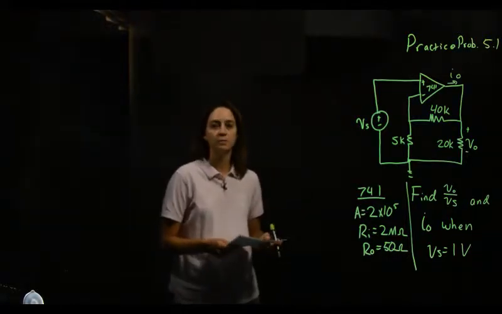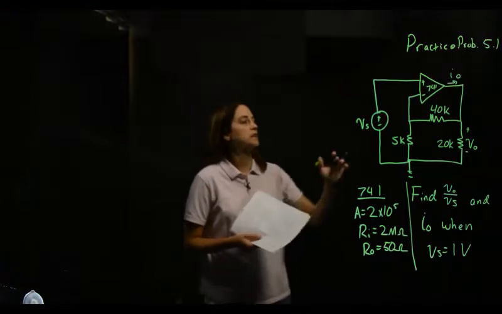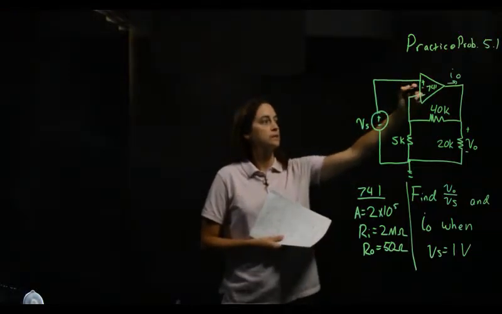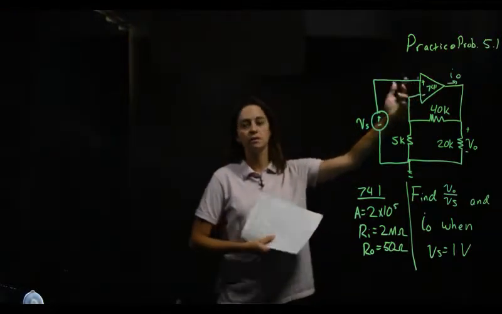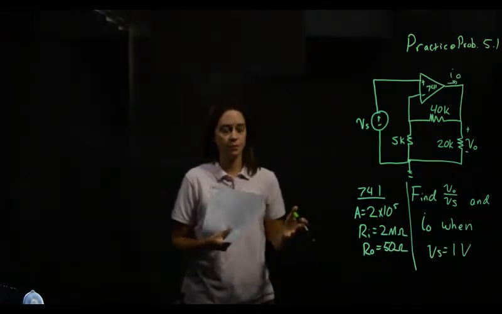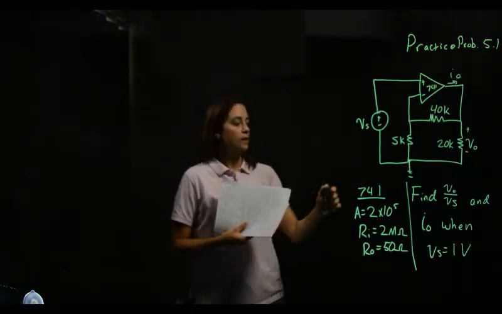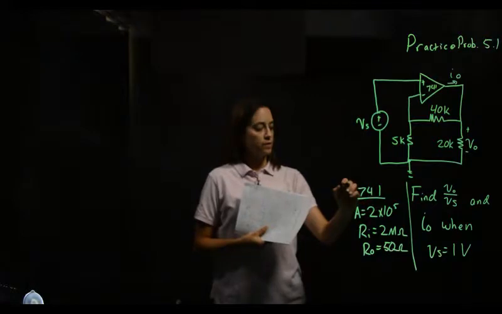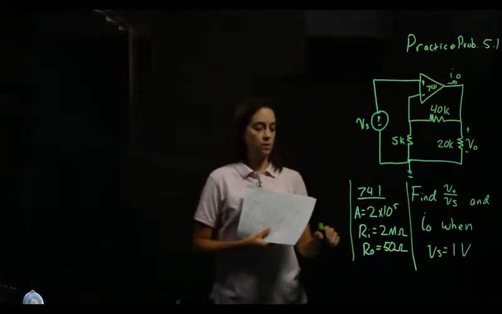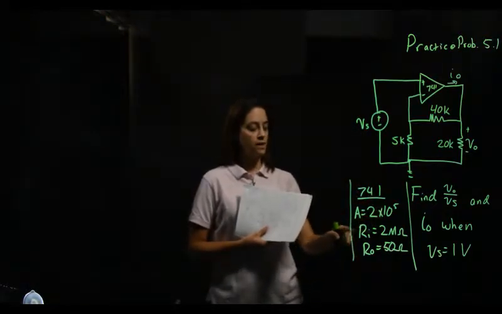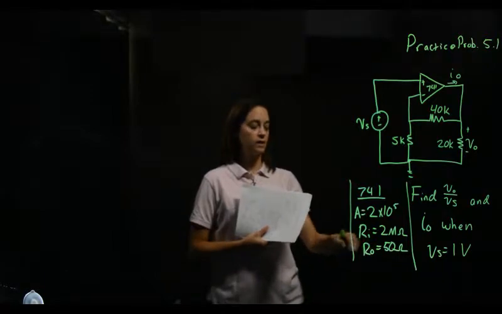Let's work practice problem 5.1. So I've already drawn the circuit. We have an op amp. It says it's a 741, so that's just a particular type of op amp that you could find in the stockroom. A 741 has these parameters, so that's just straight from your textbook. Has a gain of 2 times 10 to the 5, an RI of 2 meg, and an RO of 50 ohms.